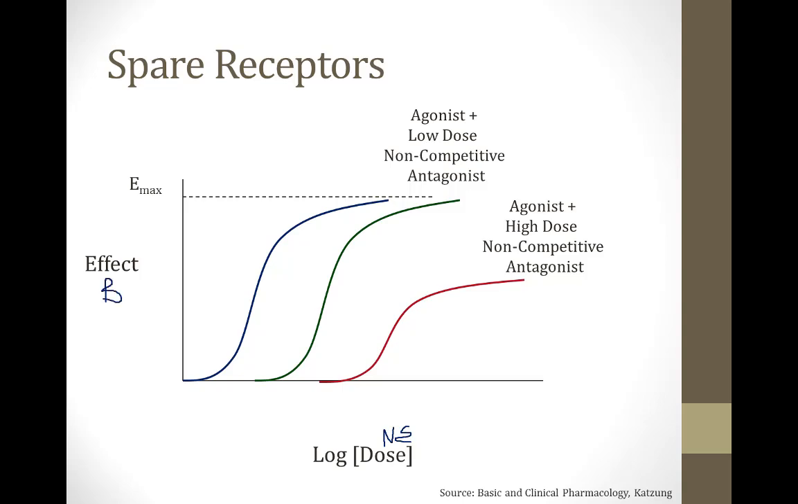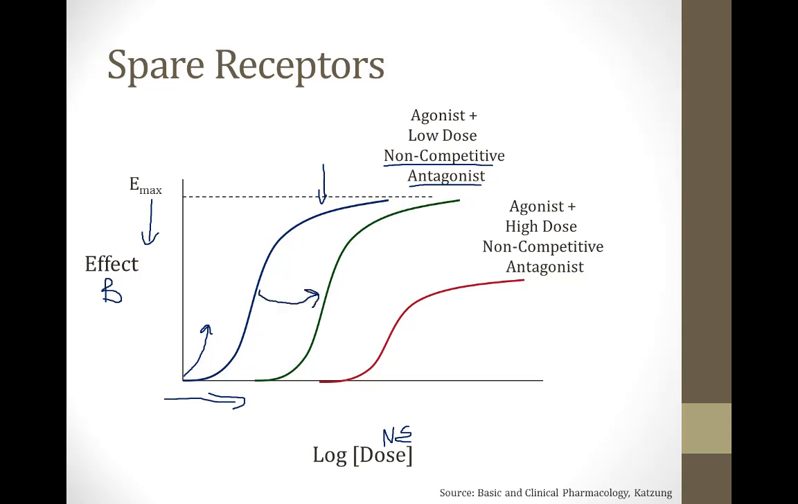Well, the blue curve is a normal system. So as we increase the dose of norepinephrine, we see an increase in the effect on the beta receptors until we reach a max result. Now let's suppose we add a non-competitive antagonist to this system. Well, as you know, a non-competitive antagonist should reduce the Emax, but instead, what we see is that the curve shifts right, like a competitive antagonist.